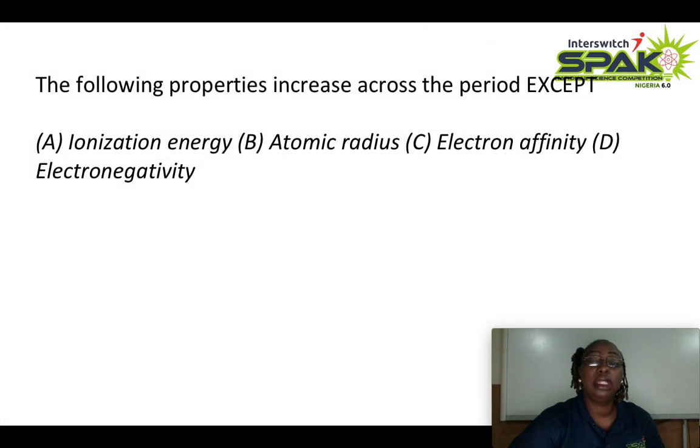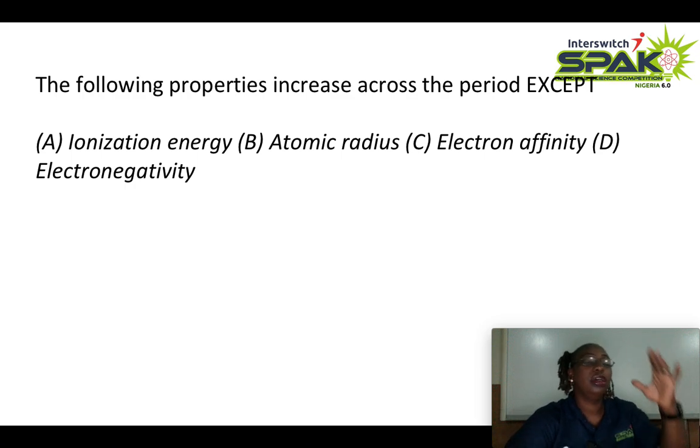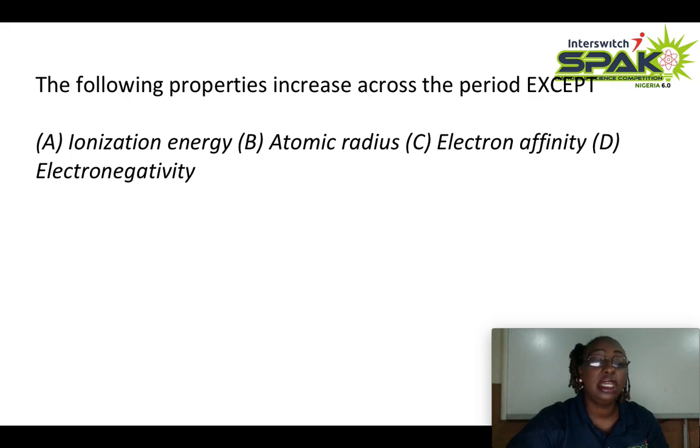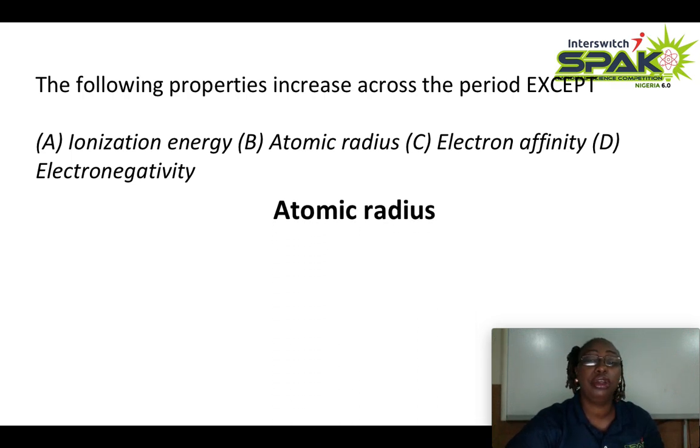The following properties increase across the period. We have trends of the periodic table, trends of periodicity: ionization energy, atomic radius, electron affinity, electronegativity, metallic character, ionic radius, and I think that's all. Some increase across the period, some decrease across the period, and some decrease down the group. It depends on the property you're looking at. So this question is asking which one increases across the period: ionization energy, atomic radius, electron affinity, or electronegativity? The answer is atomic radius. Atomic radius does not increase across the period. Rather, it decreases across the period.